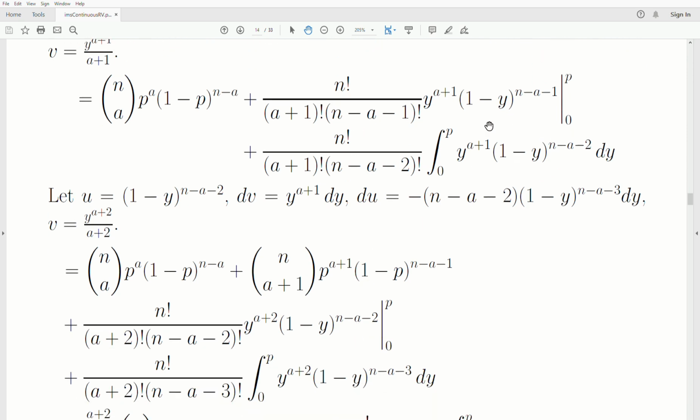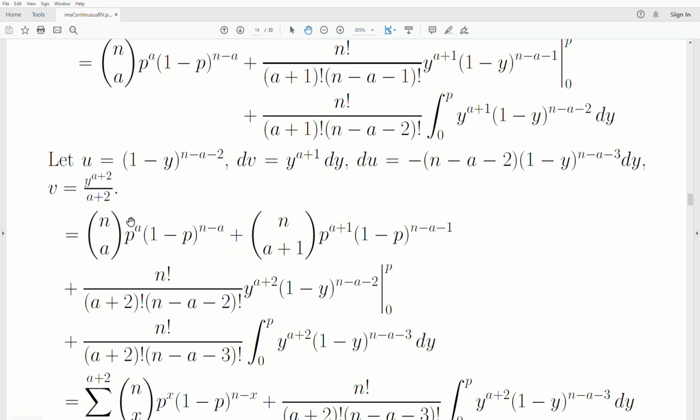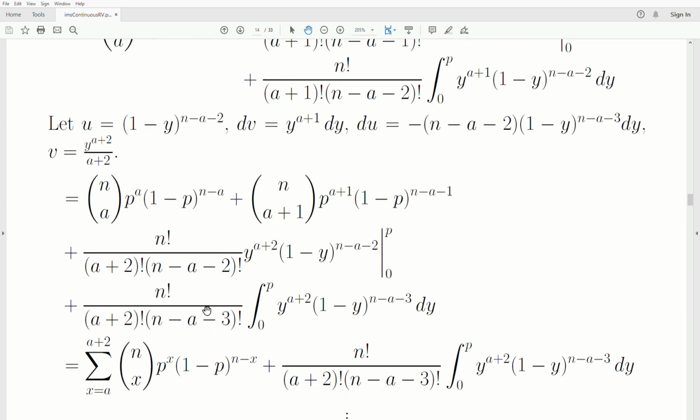Now, this piece, we again evaluate by integration by parts. And notice that the exponent reduced by 1. So we let u be this piece and dv be y to the a plus 1 dy. Take the derivative, du, and the antiderivative to get v. And again, that denominator is going to increase that factorial by 1 on both of those. And this number here, n minus a minus 2, is going to actually decrease. It's going to cancel one of those to get to the n minus a minus 3.